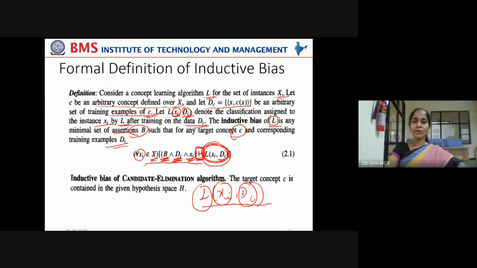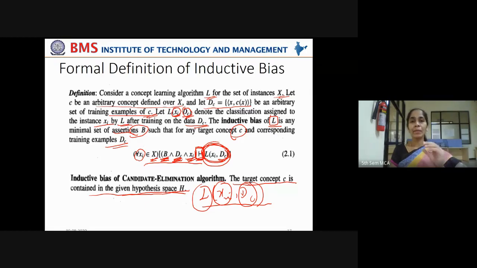So the inductive bias of the candidate elimination algorithm can now be defined as follows. It is simple. After understanding all this throughout the session, in one single line, the inductive bias of the candidate elimination algorithm is explained. What is it? The target concept C is contained in the given hypothesis space H. That is ensured by the candidate elimination algorithm by assuming an inductive bias.